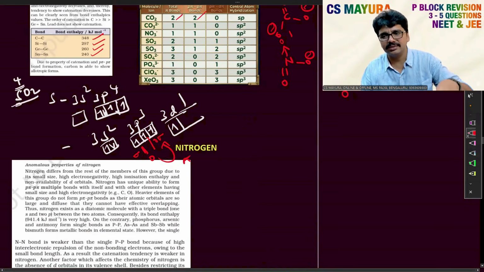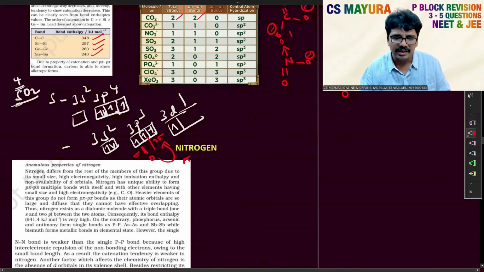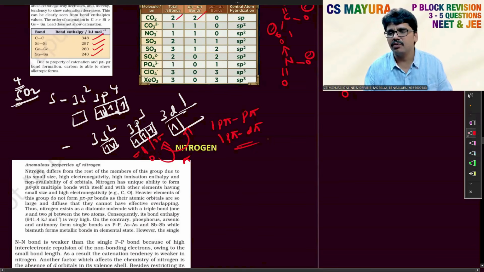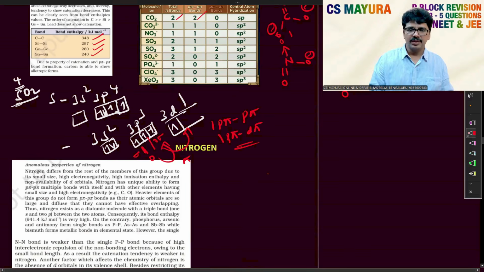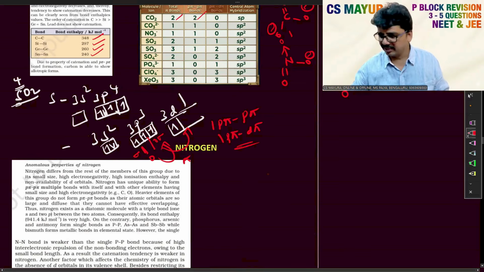The first pi bond is formed by the p orbital of oxygen and the p orbital of sulfur. And the second pi bond is formed by the d orbital of sulfur and the p orbital of oxygen. So one bond is p pi and one bond is p pi d pi. This is how we find the number of p pi d pi bonds. So you can apply this concept to other examples also.